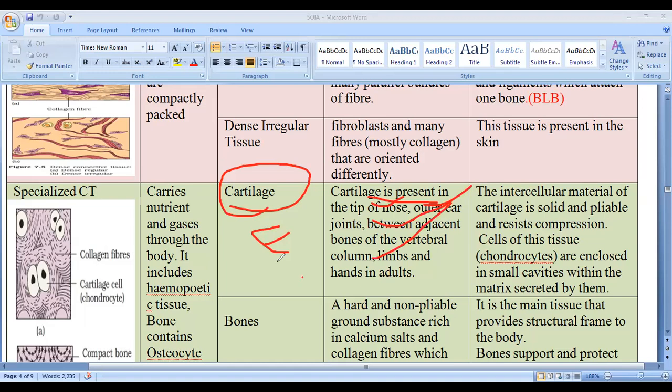So first is the hyaline, second is the fibrous, and third is the elastic. So these are the three different types of cartilage. If we see the function of cartilage, so what will we see.